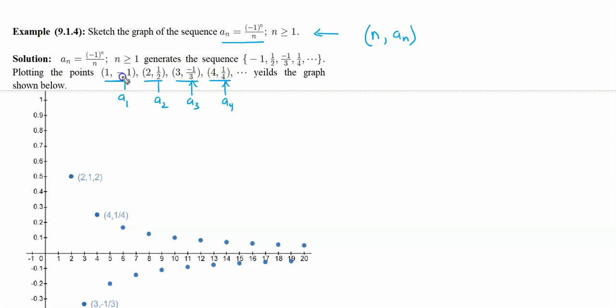So you see we have this alternating pattern in the range of these points, the range being the second coordinates or the y coordinates. Notice we have -1, +1/2, -1/3, +1/4, and so on. Okay, so down here is what the graph of the sequence looks like.